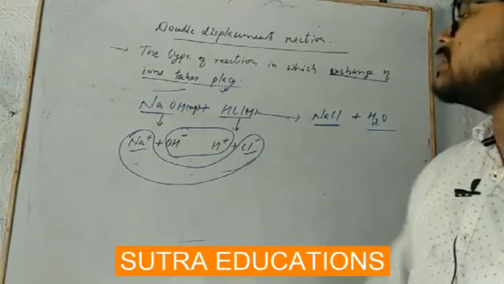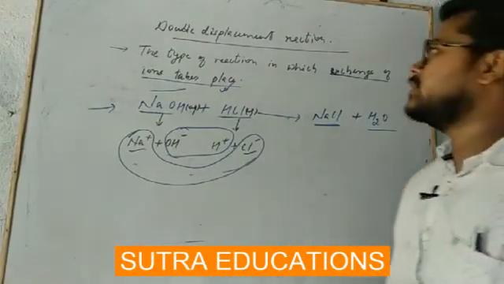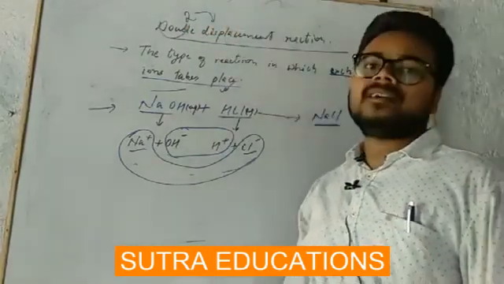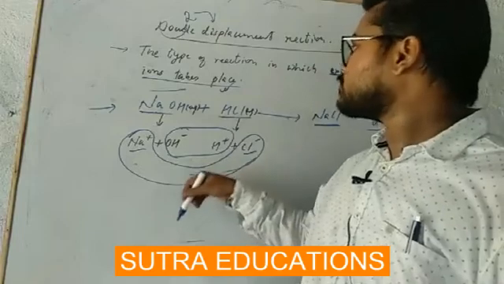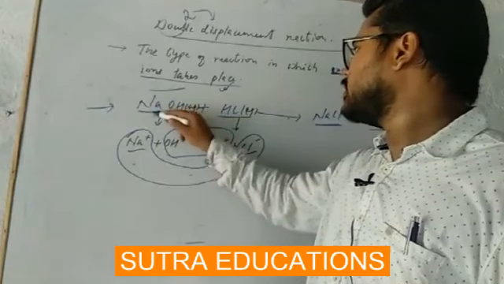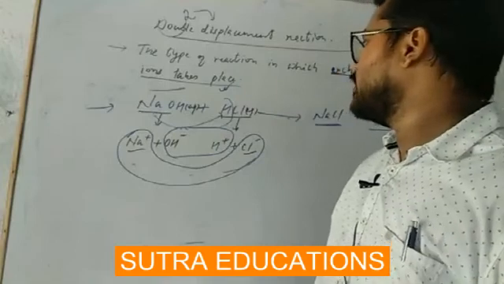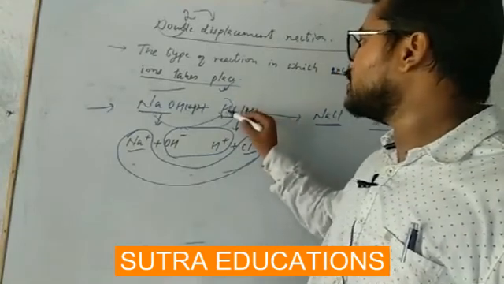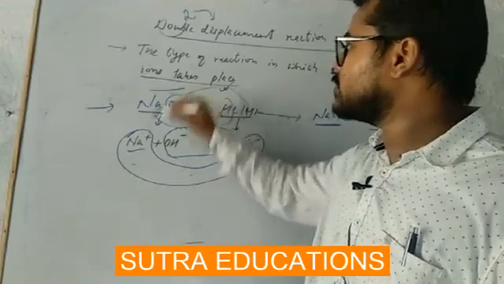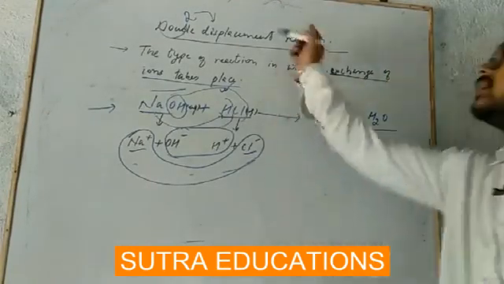So we say this is an example of double displacement reaction. So what is double displacement reaction? Displacement is taking place 2 times. Double means twice. How? Here this Na is displacing H from HCl, and this Cl is displacing OH from Na. So double displacement is taking place. That's why it is known as double displacement reaction.